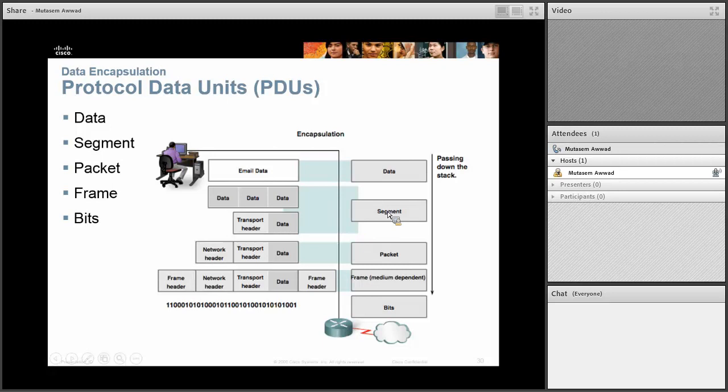What do we place on the segments? Sequence numbers to make sure that the receiver is able to reassemble the data, and port numbers to make sure that the receiver knows which application is being used, what's inside those segments, what application he should use to open up the segments. And then these segments from TCP are passed to the network layer of the OSI model.